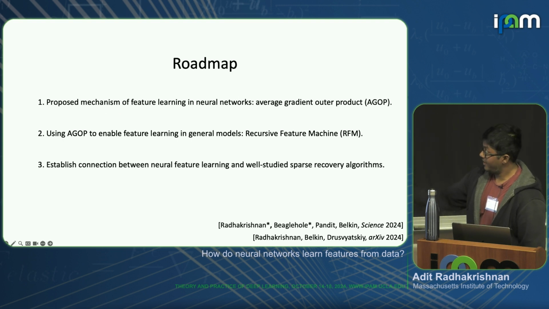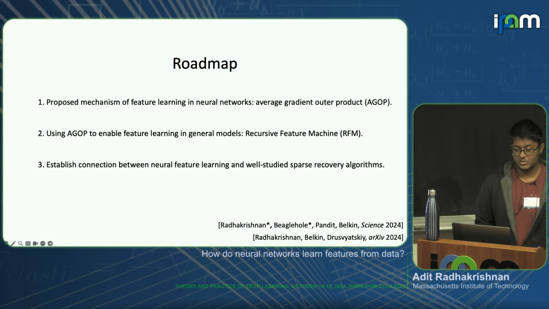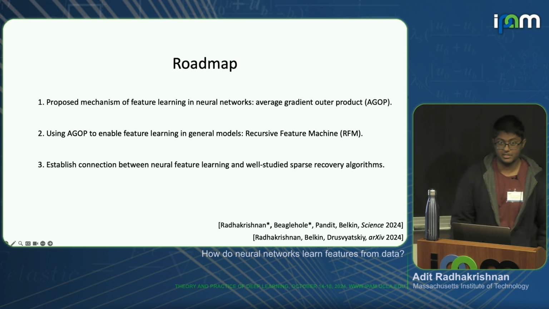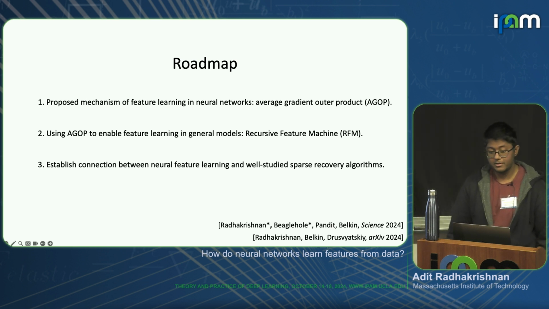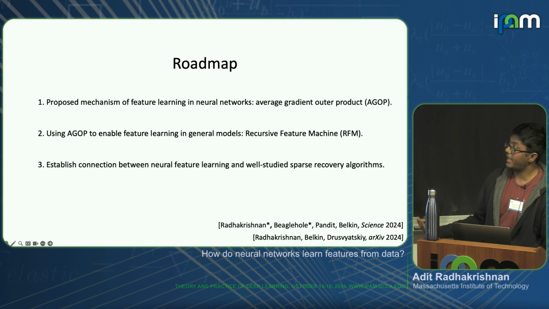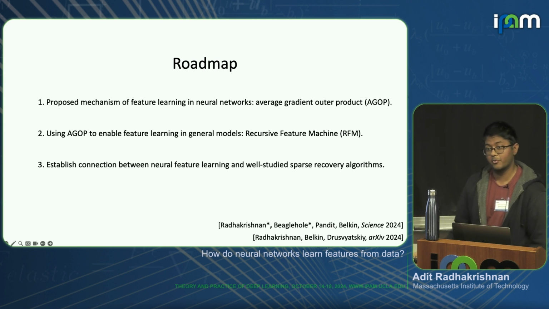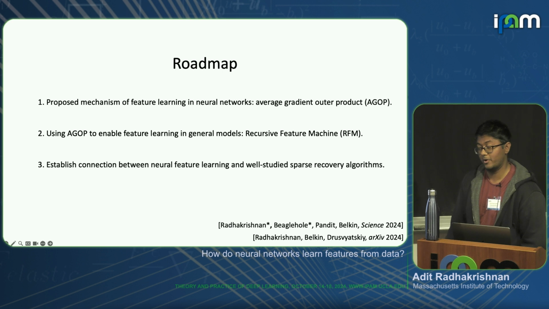And so this is going to be the roadmap as our proposed answers to some of these questions. The idea here is first we're going to go over our proposed mechanism of how neural networks learn features in data. This is through a mechanism known as the average gradient outer product, or AGOP. We're going to show that you can use the AGOP to enable feature learning in general models beyond just neural networks. So you can even take things like kernel machines and get them to learn features now as well.